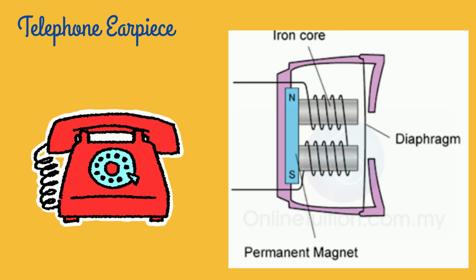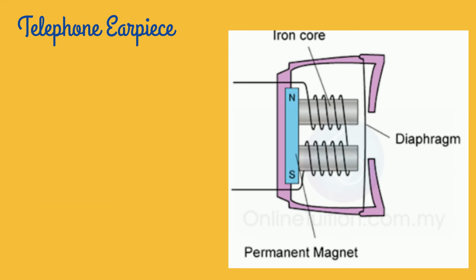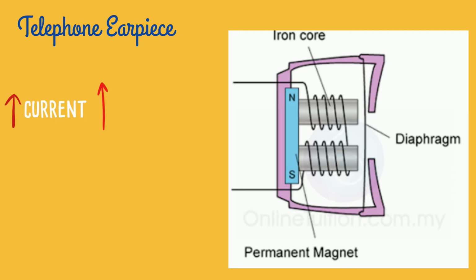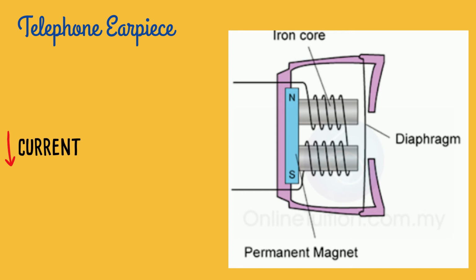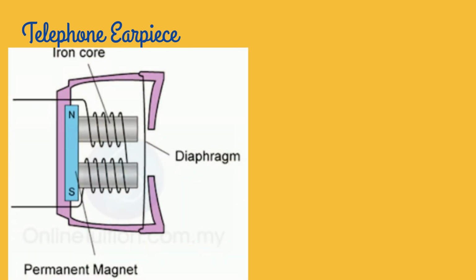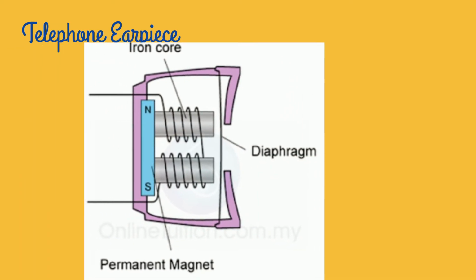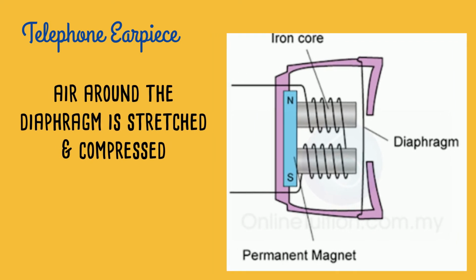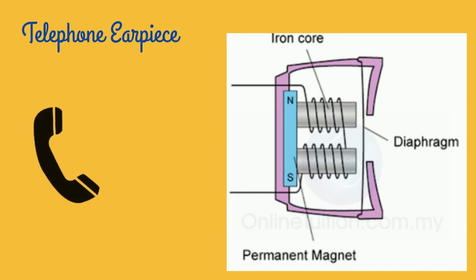When the current passes through the solenoid, the iron core is magnetized. The strength of the magnetic field changes according to the varying current. When the current is high, the magnetic field will become stronger, and when the current is low, the magnetic field will become weaker. The soft iron diaphragm is pulled by the electromagnet and vibrates at the frequency of the varying current. The air around the diaphragm is stretched and compressed and produces a sound wave. The frequency of the sound produced in the telephone earpiece will be the same as your sound.